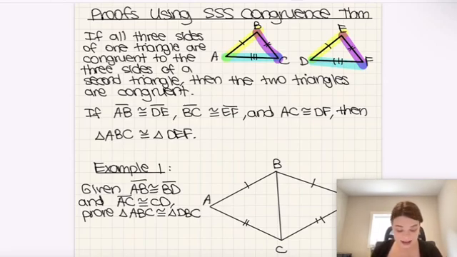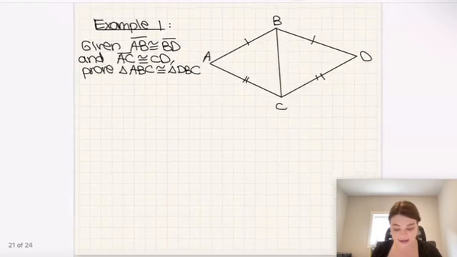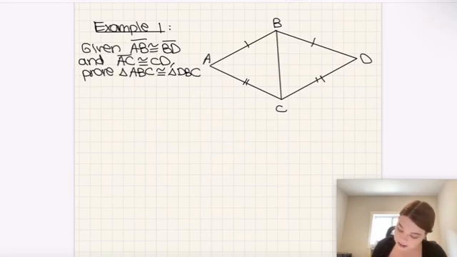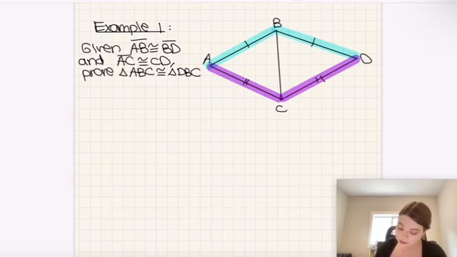So let's do an example with SSS congruence theorem where we can apply this theorem after, with the two-column proof. So here it says, given that AB is congruent to BD, which we can see is marked here, these two are congruent is given, and that AC is congruent to CD, also given, prove that the triangles are congruent.